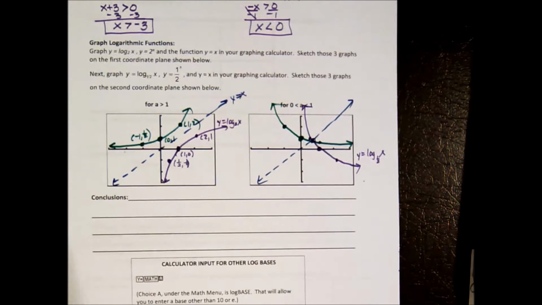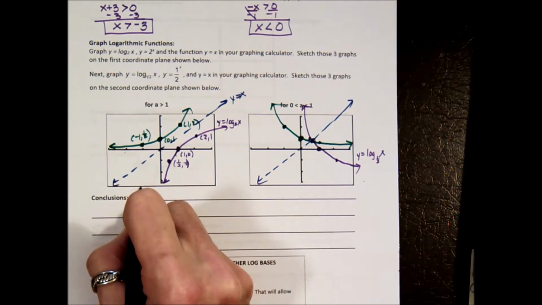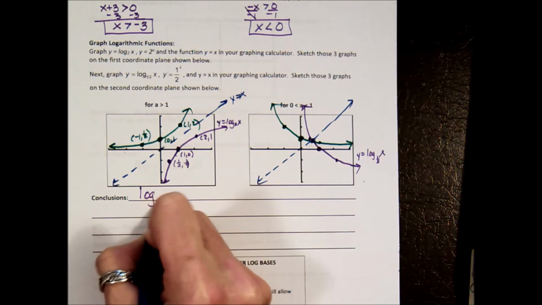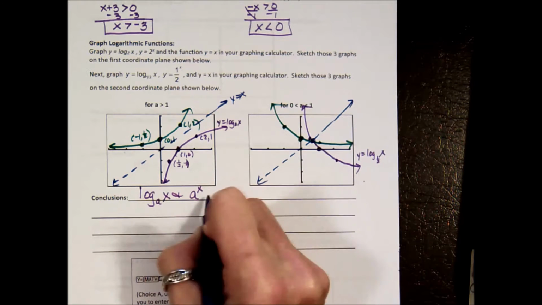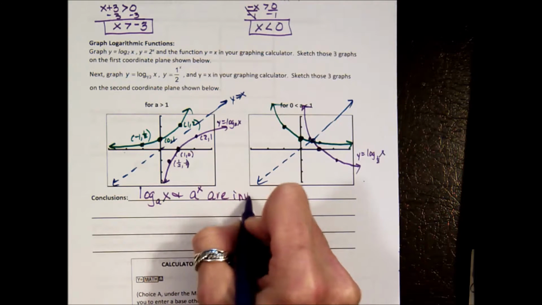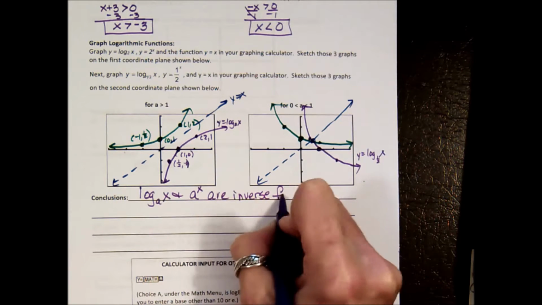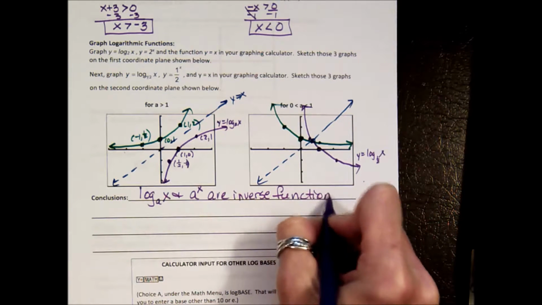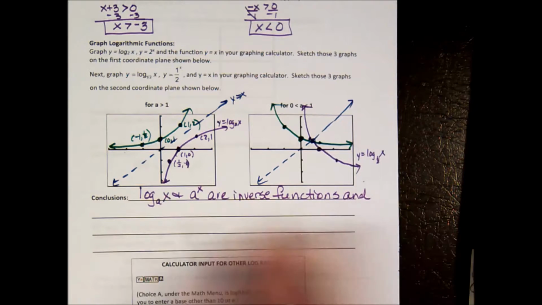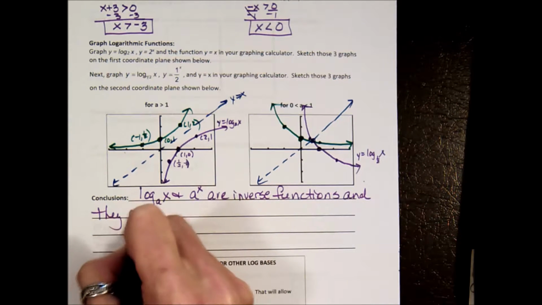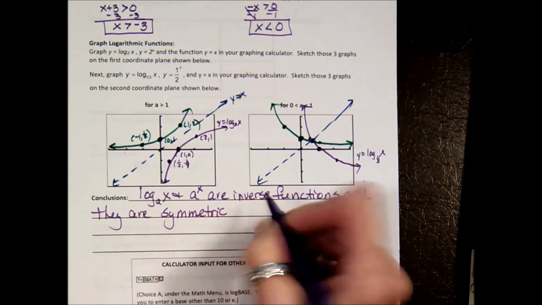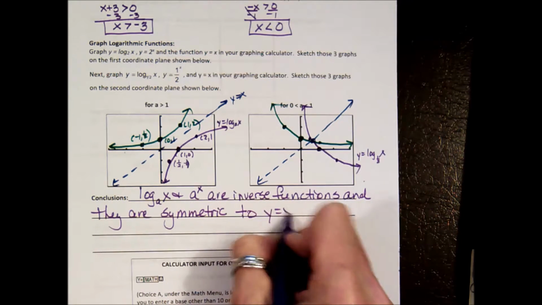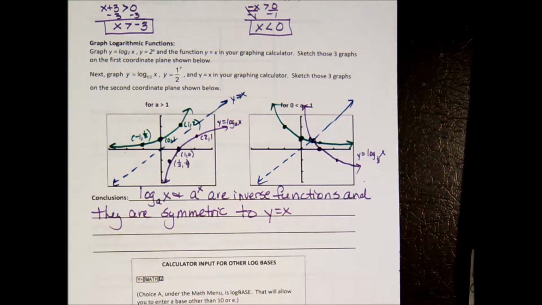So it says conclusions. We know that log base a of x and a raised to the x are inverse functions. That's one thing we know. And we also know they are symmetric to y equals x, or across the line y equals x. So those are the two things that we showed in that graphing calculator.